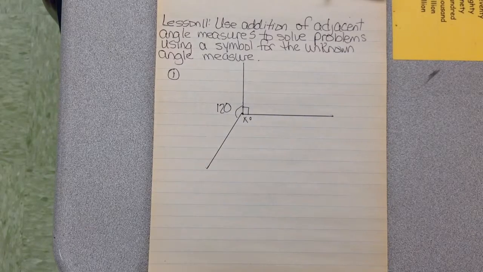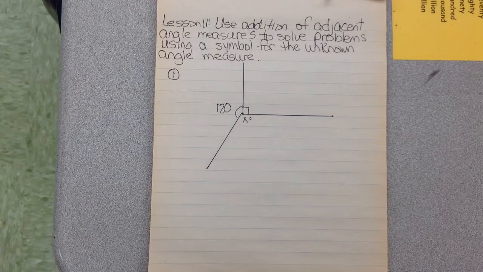Module 4, Lesson 11. Use addition of adjacent angle measures to solve problems using symbol for the unknown measure. This is very similar to what we did yesterday. We were working with the benchmark angles of 90 degrees and 180 degrees. Today we're going to be using 360, so that should tell you that all the angles together come to a point and it makes a circle.